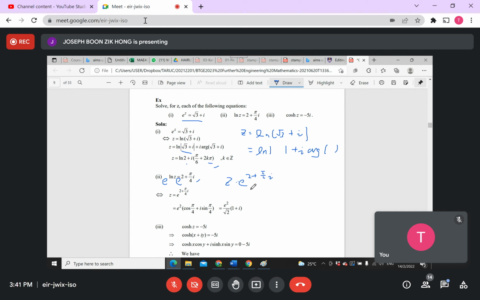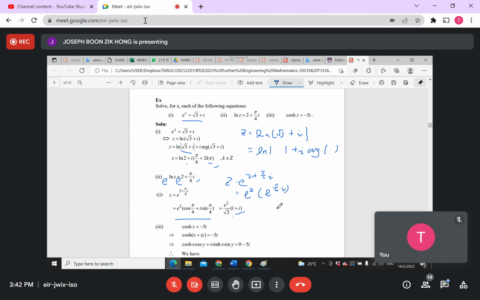Because I have two parts, one part is a real number, one part is an imaginary number, I will have e^2 times e^(pi/4 i). So e^2 will be my real number, and then e^(pi/4 i) means it's cos pi/4 plus i sine pi/4. Hence, I get the answer and then simplify it. Cos pi/4 is 1 and sine pi/4 is also 1, so I will have this one. Sorry, 1 over square root 2, not 1.